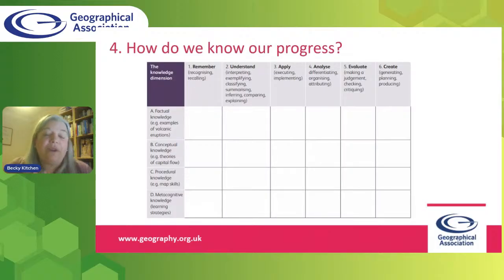And I find this grid really useful for thinking about assessment. It's a table which is often called a mixed economy of assessment. It's basically saying, look, there are lots of different types of knowledge. We've got factual knowledge. Can you give me some examples of volcanic eruptions, for example? We've got conceptual knowledge, that's more about theories. We've got procedural knowledge, which is our skills. And then we've got metacognitive knowledge, which is around learning how we learn. So we've got different knowledge dimensions, I suppose.